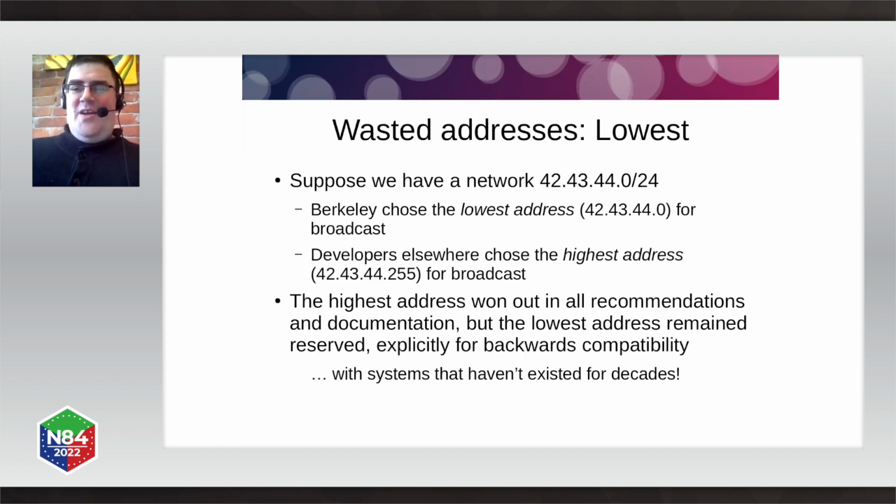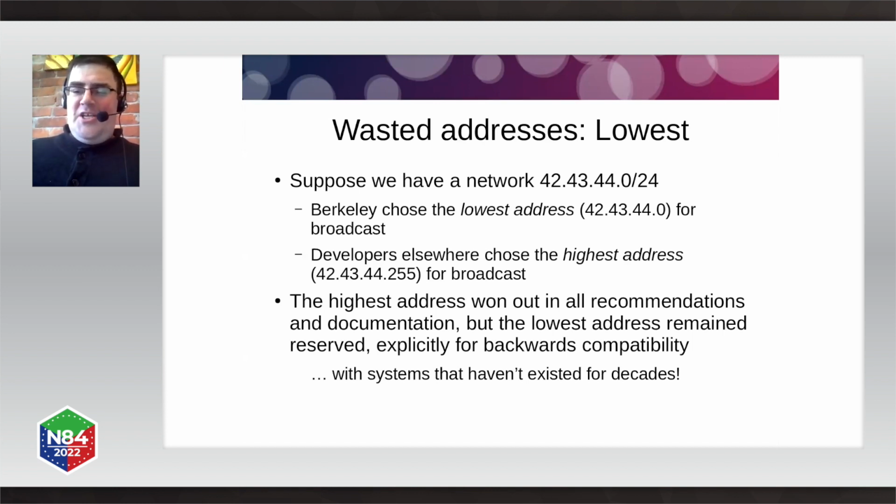Okay, so the first category of addresses that I'm going to talk about is the lowest address in every subnet. So if we have an address like this, /24, there are 2 versions of the broadcast address, the lowest address on the subnet and the highest address on the subnet. It turns out that TCP/IP implementers in the 80s made 2 different choices about which address would be used for broadcast. The highest address, in this case 255 in a /24, won out in terms of where the standards ended up and where the recommendations and documentation ended up.